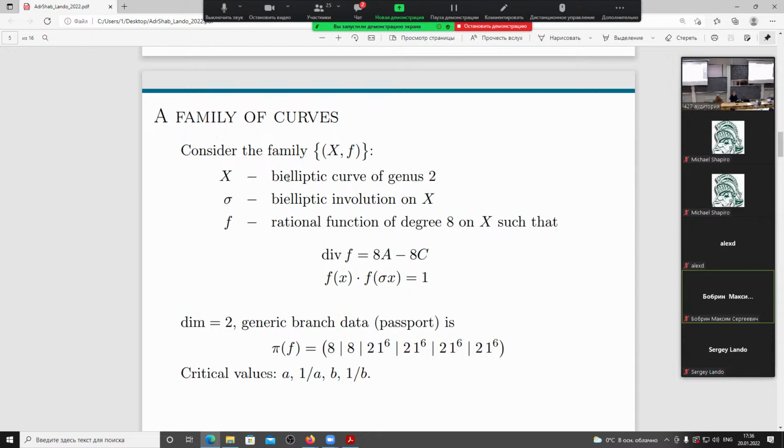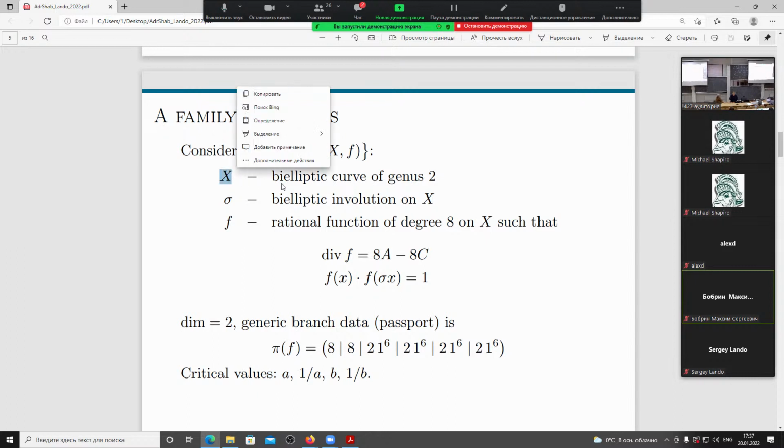What do we have here? As was already said, the curves are bi-elliptic, and the bi-elliptic automorphism is the automorphism which interchanges a graph and its dual one, the dual counterpart. So let us consider such a family. Well, probably it's in Hurwitz space: a curve and a function on this curve.